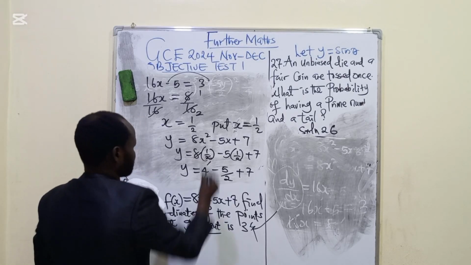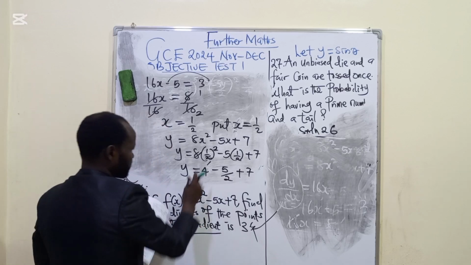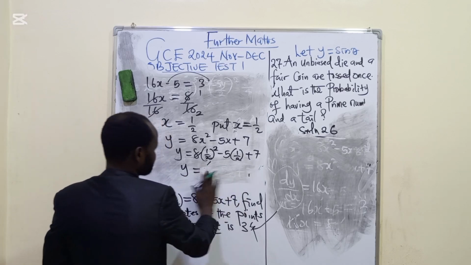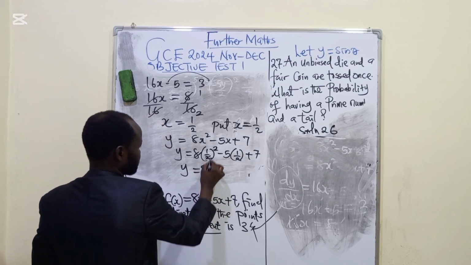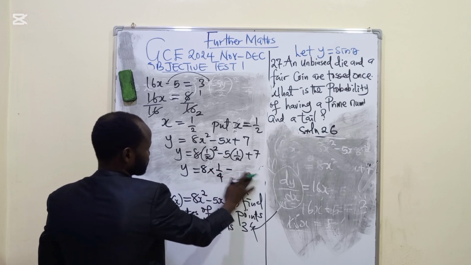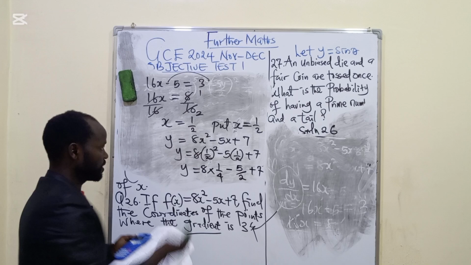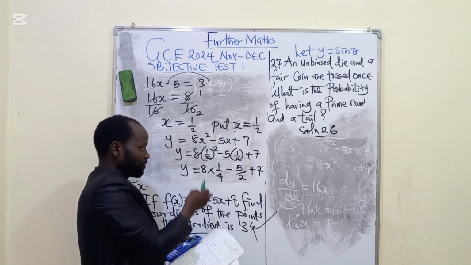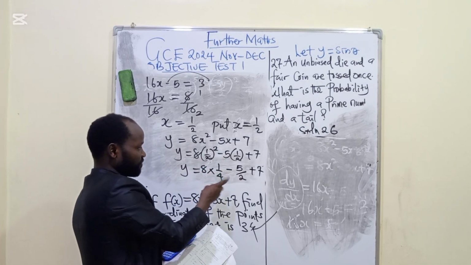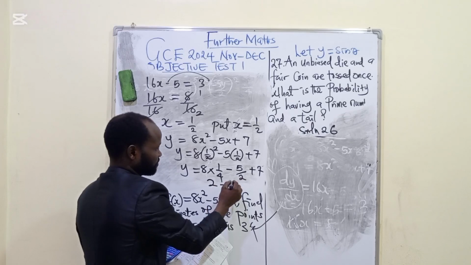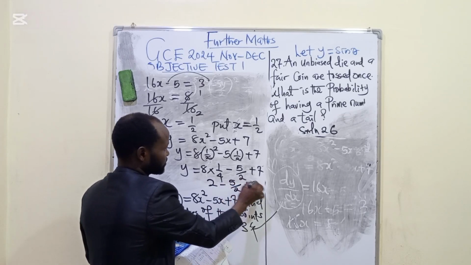Okay, no, there's a square here. Sorry, there's a square here. Let's go back and redo it. This will be 8 times 1 over 4 minus 5 divided by 2 plus 7. Very important, because half squared will be 1 over 4. Then it will be 8 divided by 4, which is 2. So we have 2 minus 5 divided by 2 plus 7.